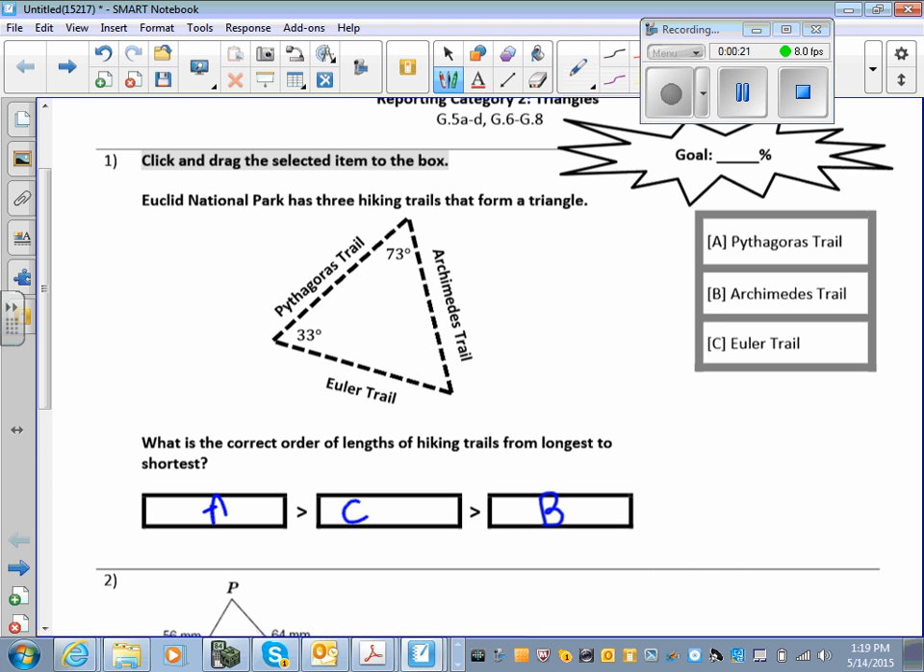All right, so let's first, what's the first step we have to do? We got to find the third angle, right? 73 is given, 33 is given, so this would be 74.